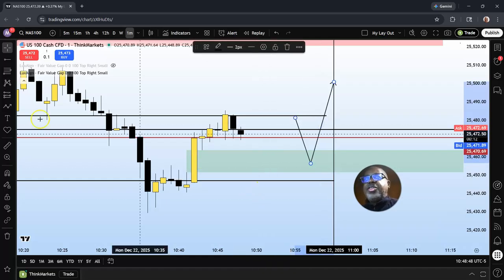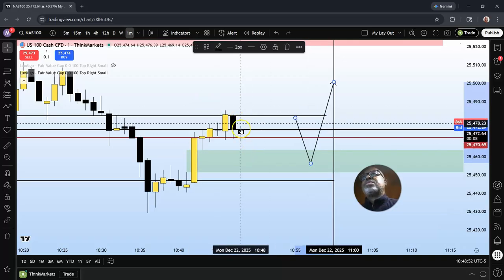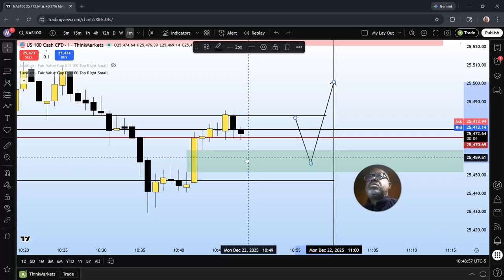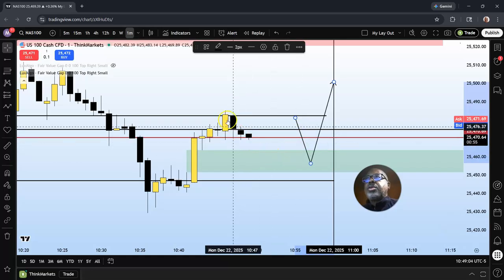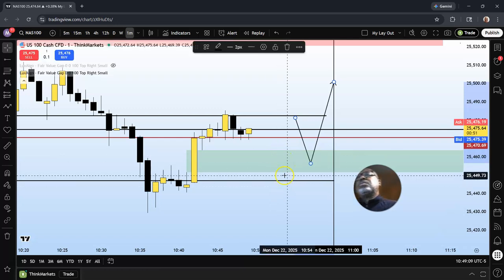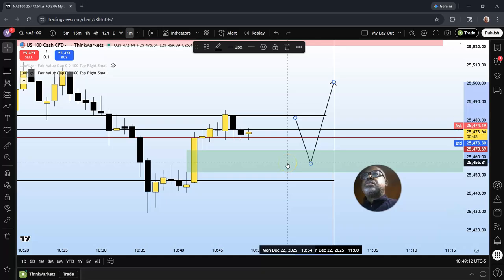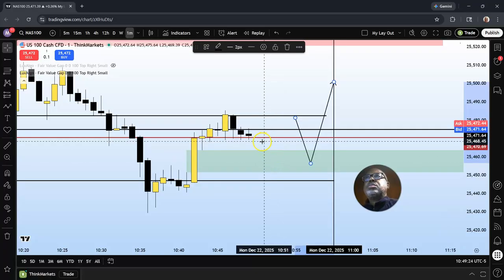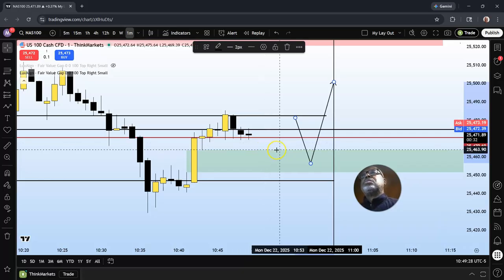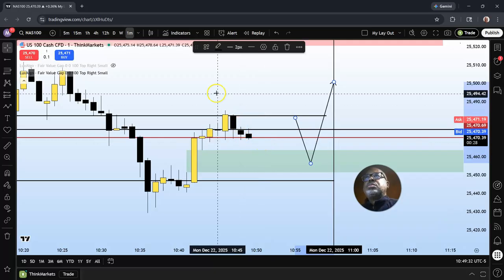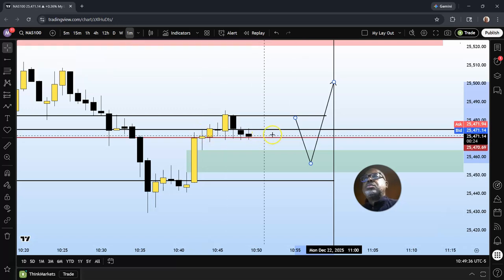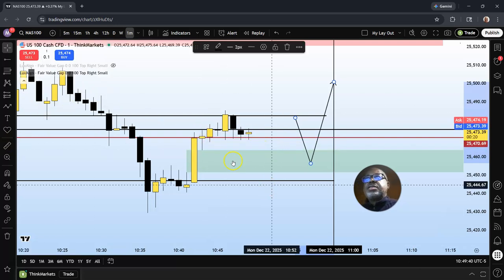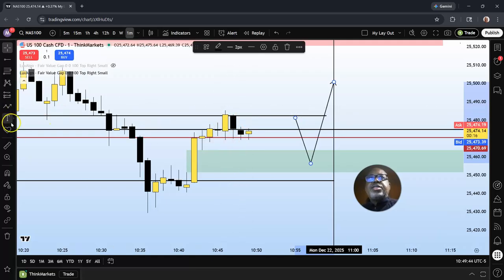Remember, this all has to happen between 10 a.m. and 11 a.m. Another hammer. So this little area right here that is staying within these parameters is consolidating to the right.